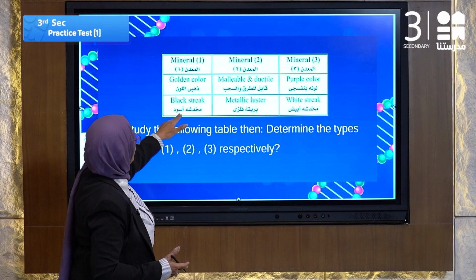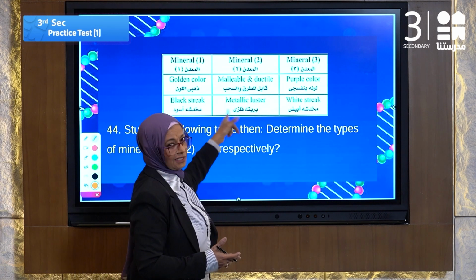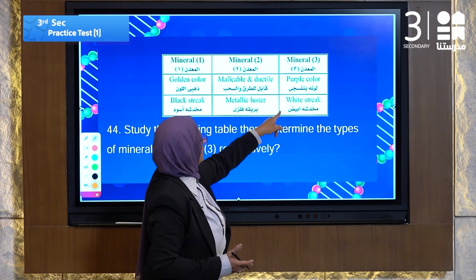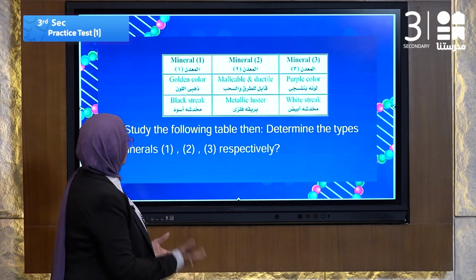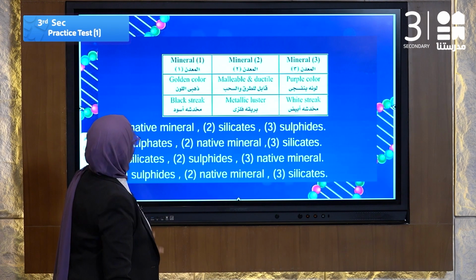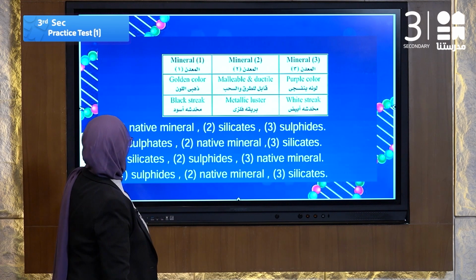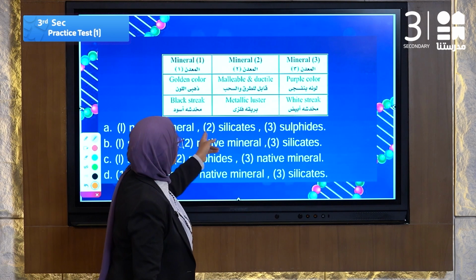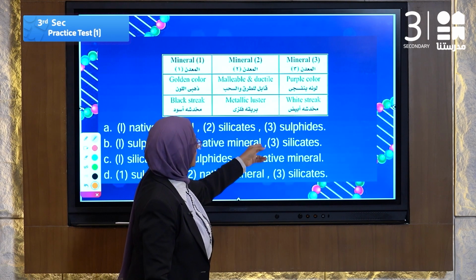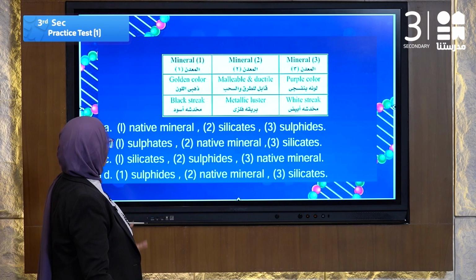Mineral 1, black streak. Mineral 2, metallic luster. Yes, it's a metal. Mineral 3, white streak. Okay, let's go. These are the choices. A, 1, native mineral, 2, silicates, 3, sulfides. B, sulfates.